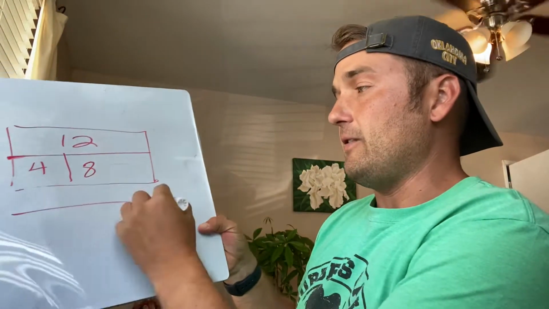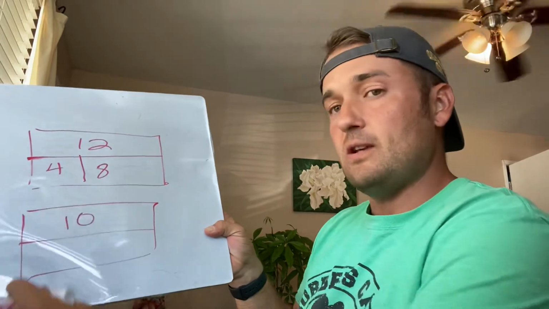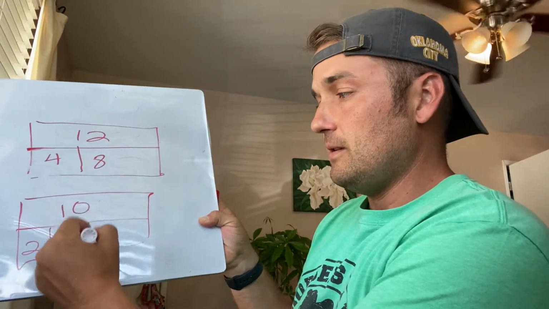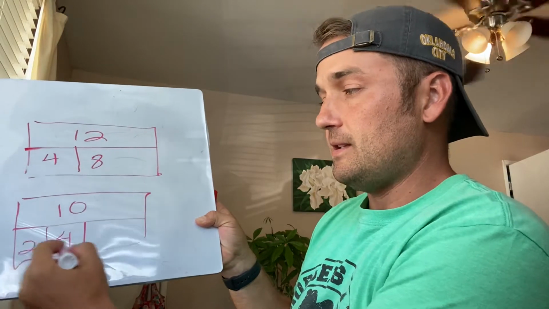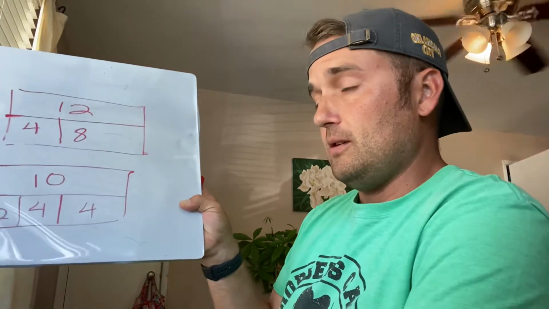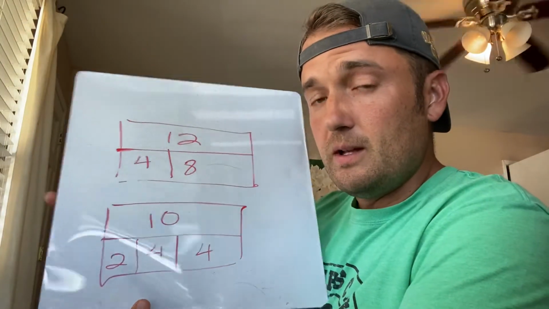If I have 10 race cars and there are 2 blue ones, 4 red ones, that's 6, and then 4 orange ones, then those parts would make my whole, okay?